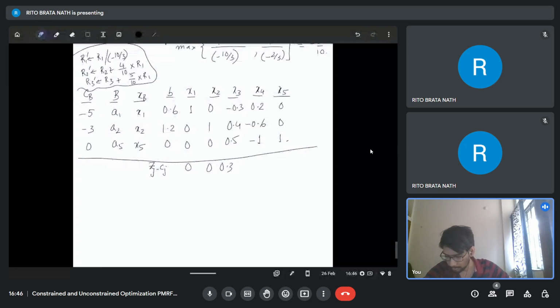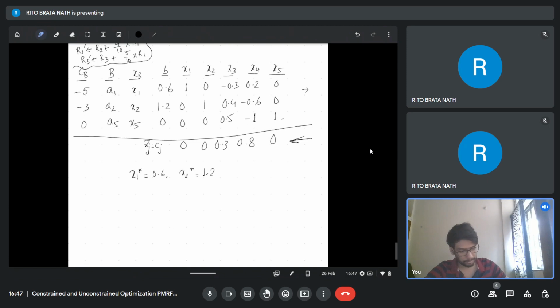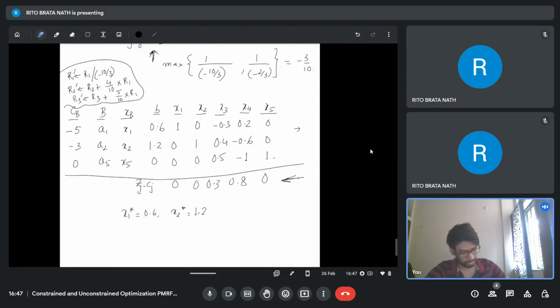Yeah, so from here, what you can notice is that ultimately all of these are positives. Optimality is satisfied and feasibility is also satisfied. So your x1 star is 0.6, x2 star is 1.2. So let's plug it back into the original equations and see.